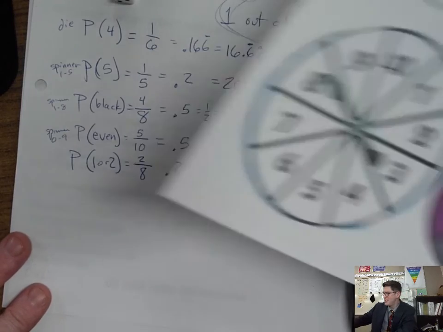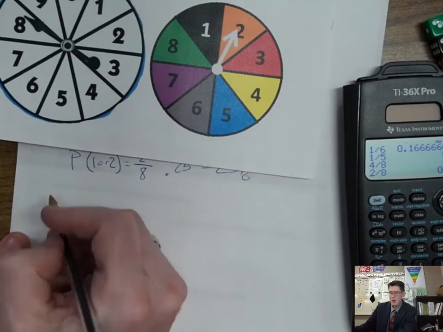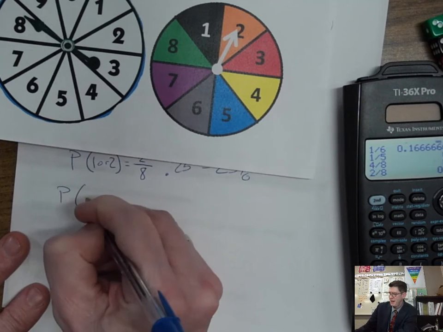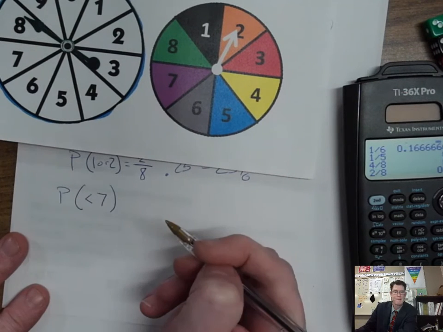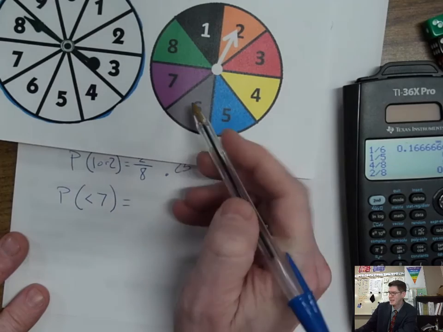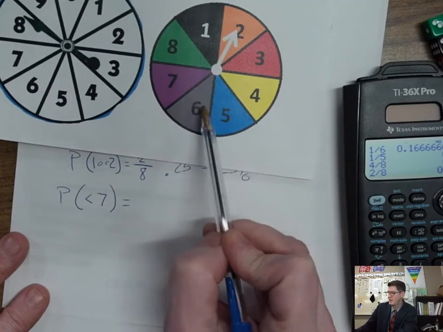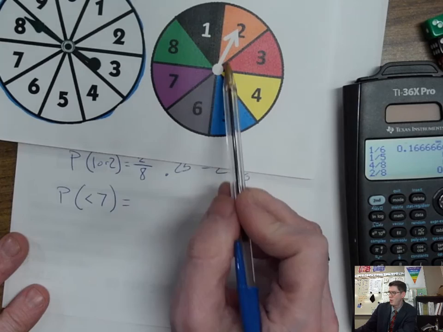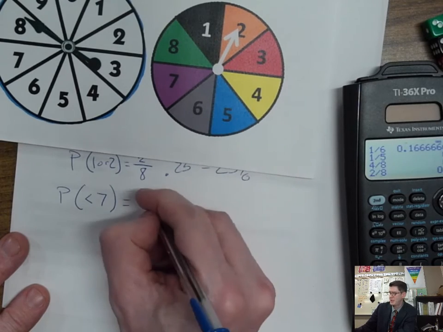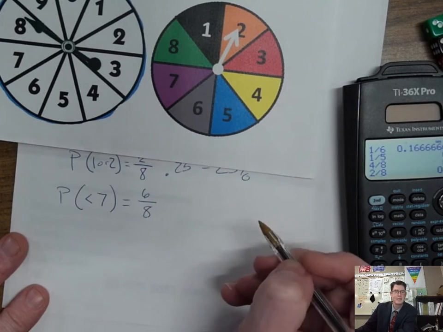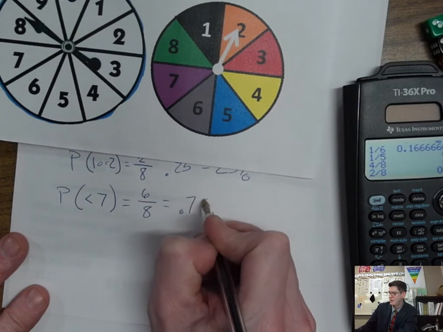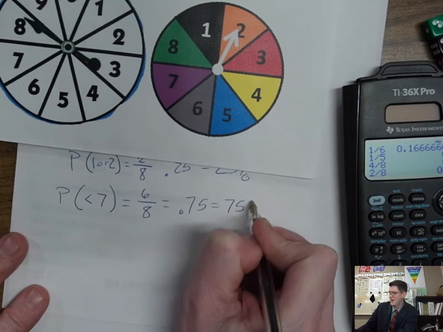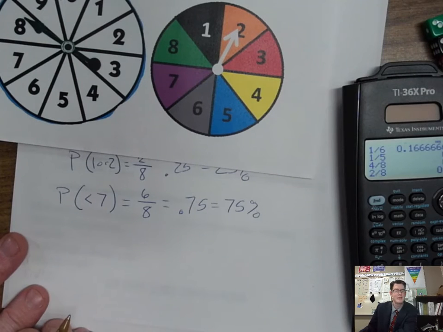What if I did this spinner? What if I want the probability on the spinner of getting anything less than 7? Of getting a less than 7, so something less than 7. Well, that's a 6, 5, 4, 3, 2, 1. There's 6 of them, so there's 6 out of 8. And if you work that on the calculator, you find that that's a 0.75. There's a 75% chance that I'll get something less than a 7.